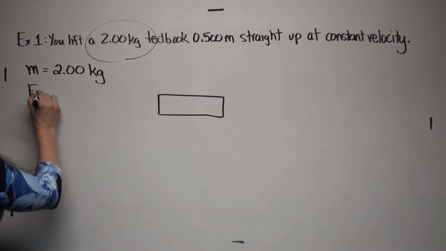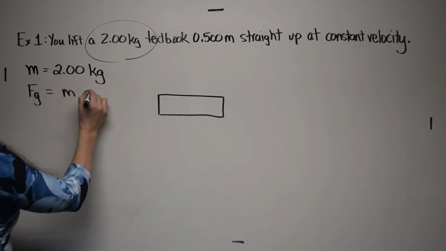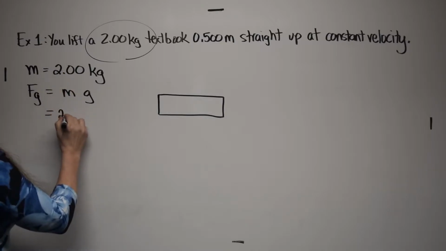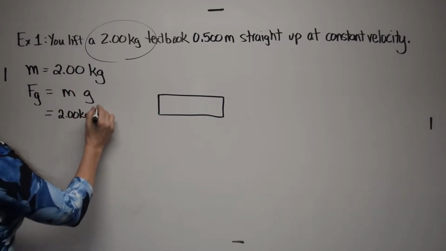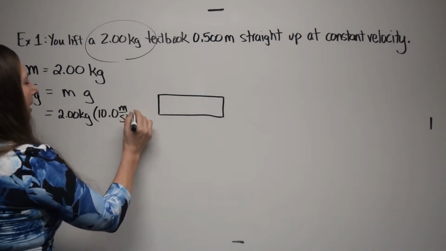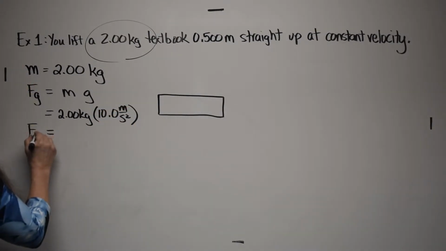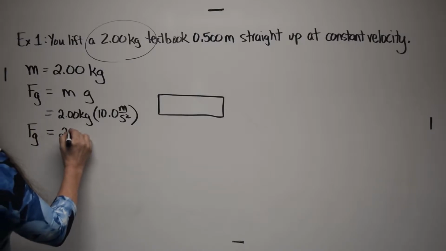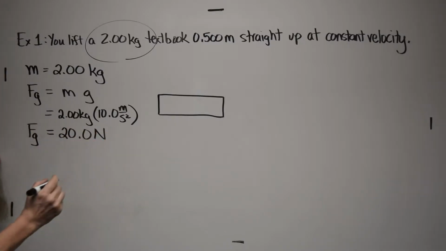The equation for weight, Fg equals m times g. The mass of the book is 2 kilograms. The acceleration due to gravity for the Earth is 10 meters per second squared. We multiply those two numbers, and the weight of the book is 20 newtons.